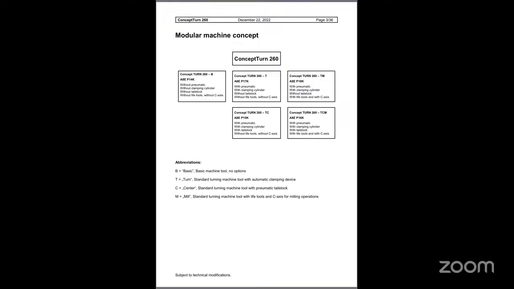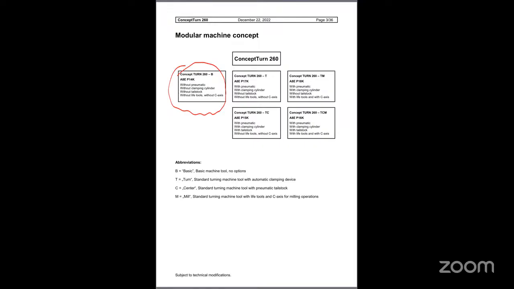So CT 260 models or variants. CT 260B: B means basic machine tool, no options. This is a basic lathe without pneumatics. There is no automatic cylinder, no tailstock, live tools, or C-axis. So this is a basic CNC turning training machine.